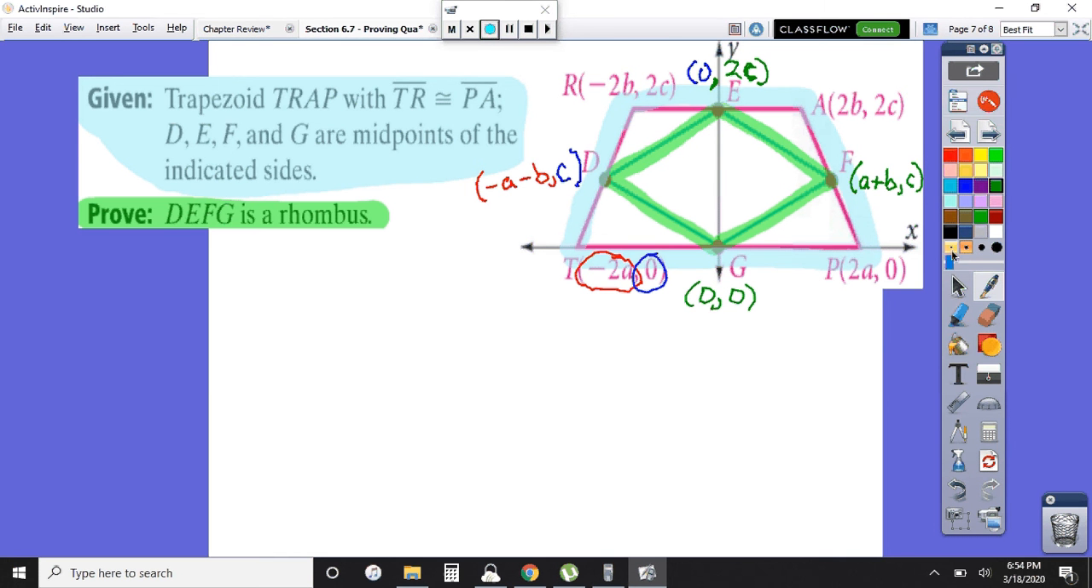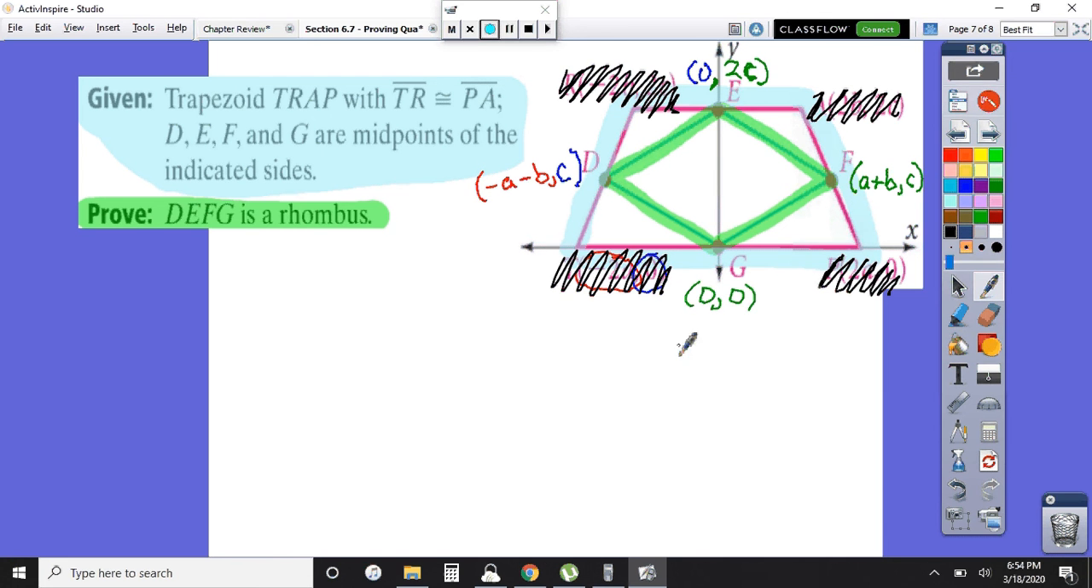Okay, so now we're saying ignore the trapezoid. Ignore T, R, A, and P, and we want to focus our attention on the coordinates for D, E, F, and G. Whew, okay. So now we want to find distances, and we want to find slopes, because that'll help us determine if all four sides are congruent to each other. And that'll help us establish with slopes if we have parallel sides. And the slopes are also going to tell us if we have perpendicular slopes.